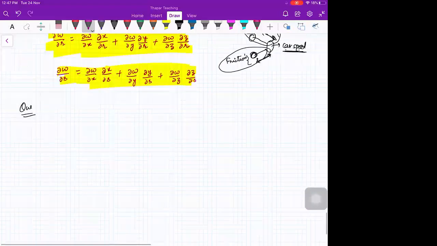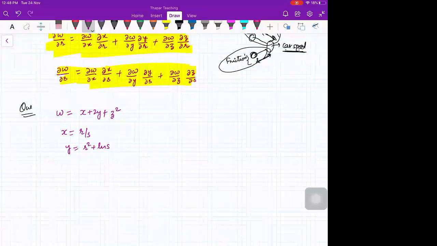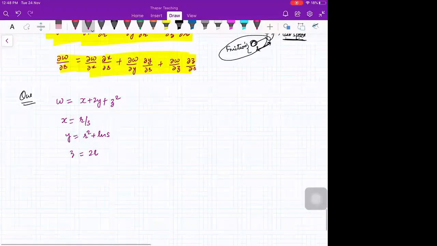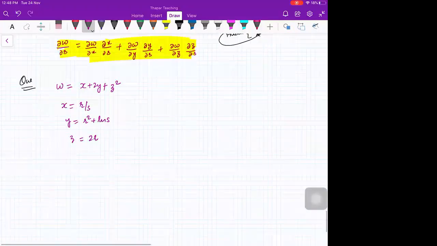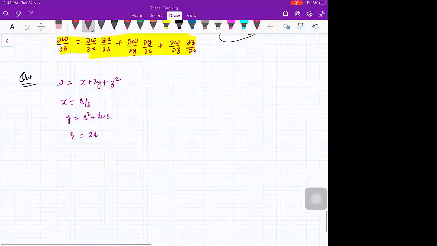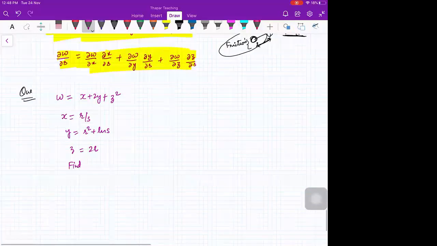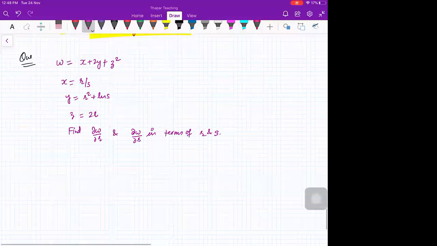Okay, you see this problem: W is equal to X plus 2Y plus Z square. X is R by S, Y is R square plus log S, and Z is 2R. Find curly W by curly R and curly W by curly S in terms of R and S. So let us do this thing. If you have any doubt, you can always make a picture, but if you are clear, then you can straight away write your answers.